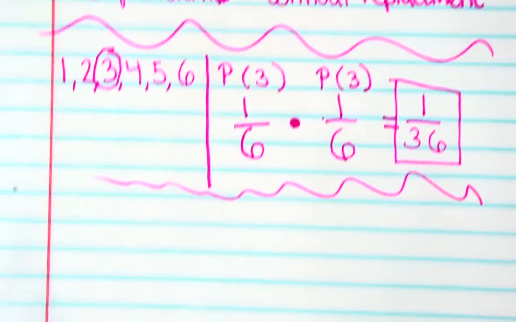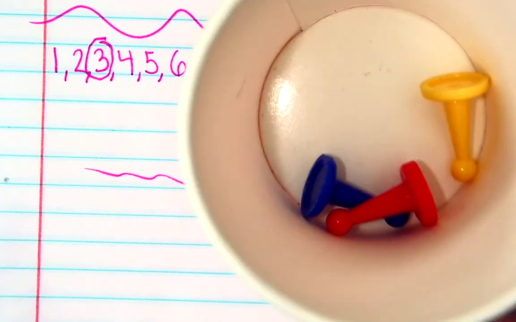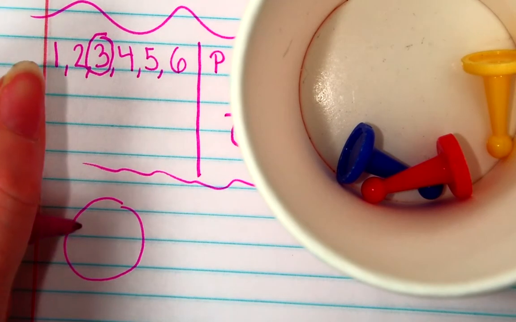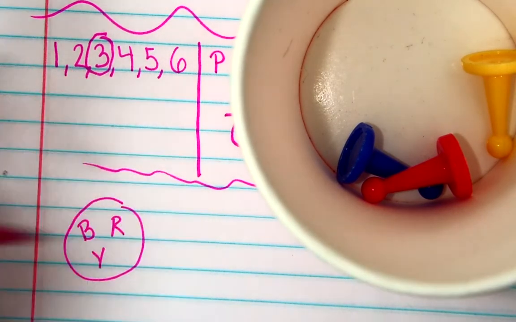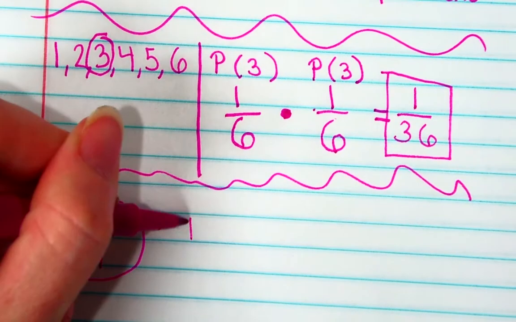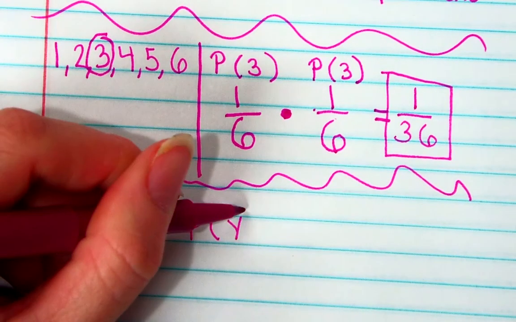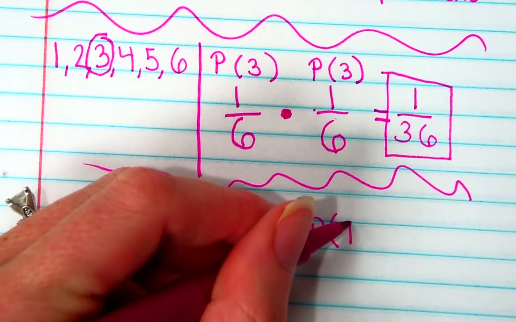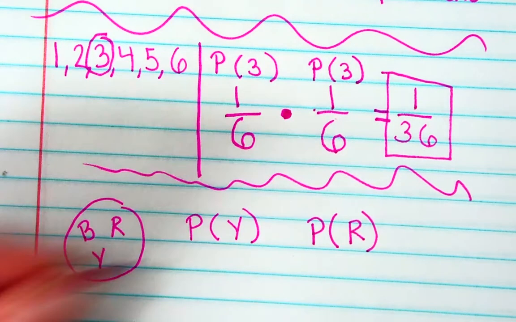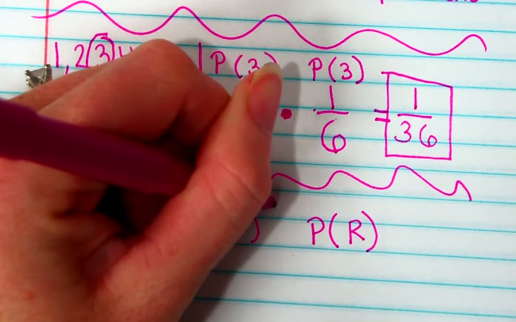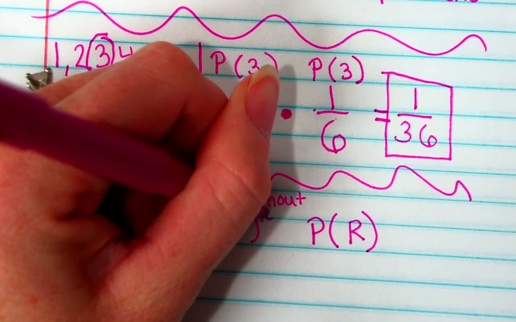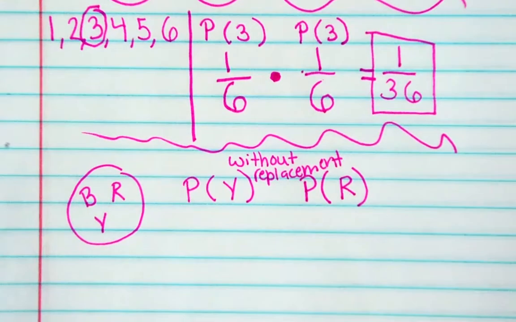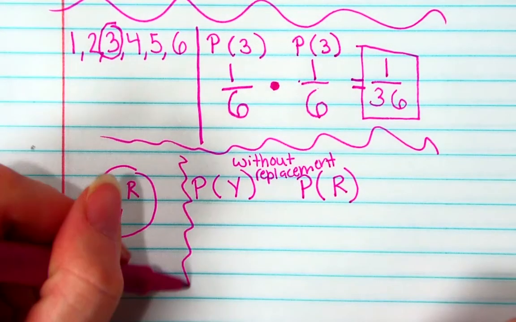All right. Another example would be, let's say, picking these game pieces. So I'm going to start by drawing a picture. I'm going to say in that cup I have blue, red, and yellow. And I want to know the probability of picking a yellow, and then, without replacing, the probability of drawing a red. So, without replacement. Just like you did up here, if you want to pause the video and try this on your own, it is a good idea. But I'll go ahead and work it.